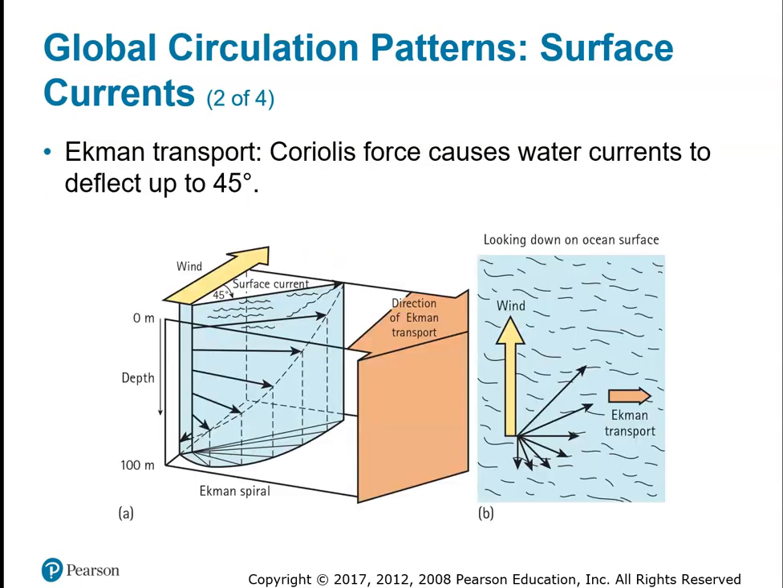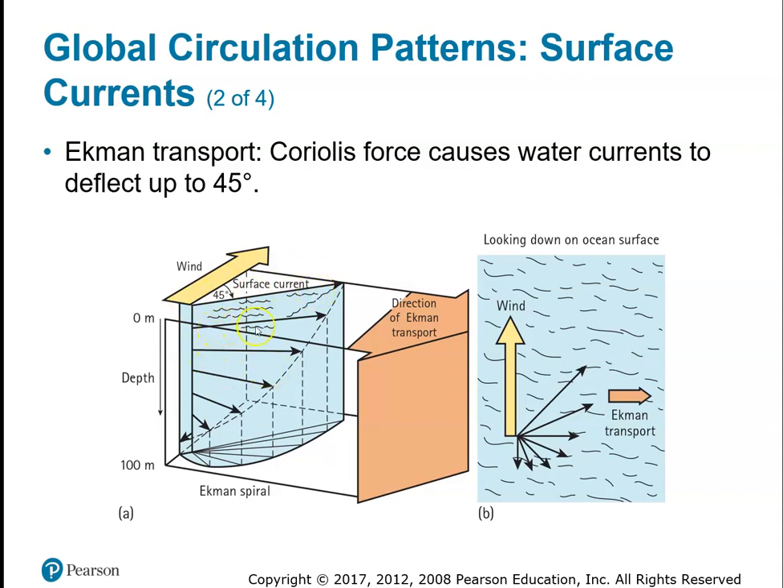Because we're on a spinning planet, there is this thing. Well, it's not a thing. It's because of the Coriolis effect, or the Coriolis force. You would think that the water current would go in the same direction as the wind, but because of the Coriolis effect, there is this deflection up to 45 degrees with respect to the direction of the wind, and that's called the Ekman transport. Ekman was the person who originally discovered this, or proposed it.